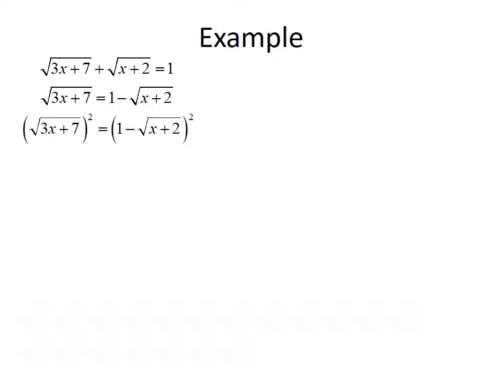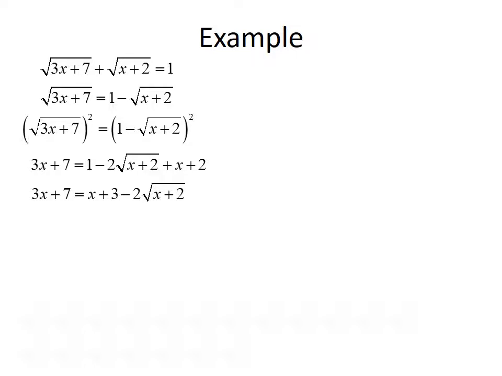To remove the radical on the left-hand side, we can square both sides of the equation, and that'll give us 3x plus 7 equals 1 minus 2 times the square root of x plus 2 plus x plus 2. As a reminder, on the right-hand side, we had 1 minus the square root of x plus 2, quantity squared. Remember, you can write that as 1 minus the square root of x plus 2 times 1 minus the square root of x plus 2 and FOIL it out to get the right-hand side that we have here.